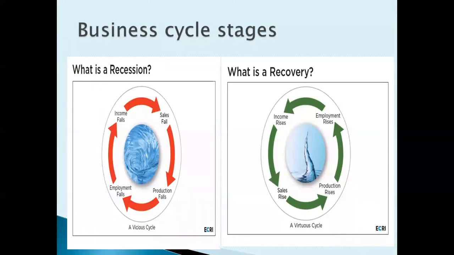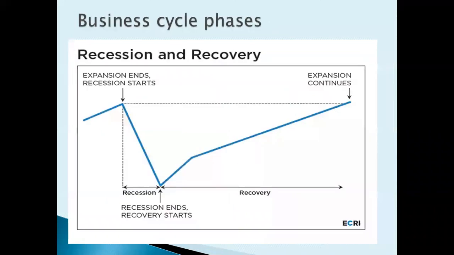In the last lecture, we studied the recession as well as recovery. Recession means where production falls, employment falls, income falls, and sales fall, due to which recession has occurred. And recovery means where production rises. When production rises, automatically employment can also rise. Due to a rise in employment, income can also rise, and accordingly sales can also rise. So this is the recovery condition. We saw the recession stage and recovery stage in the last lecture.